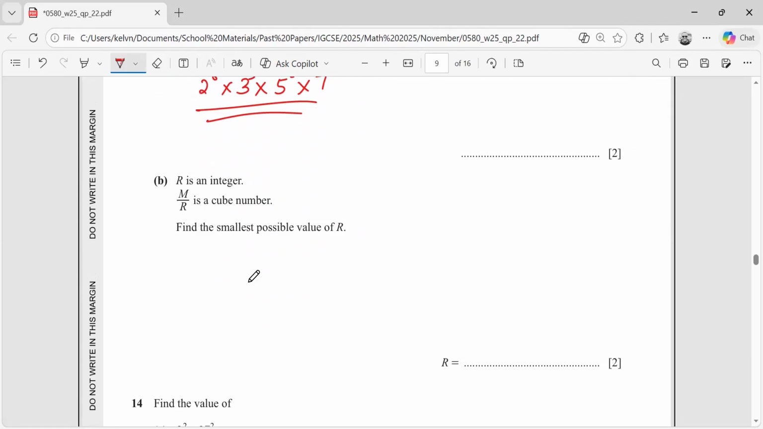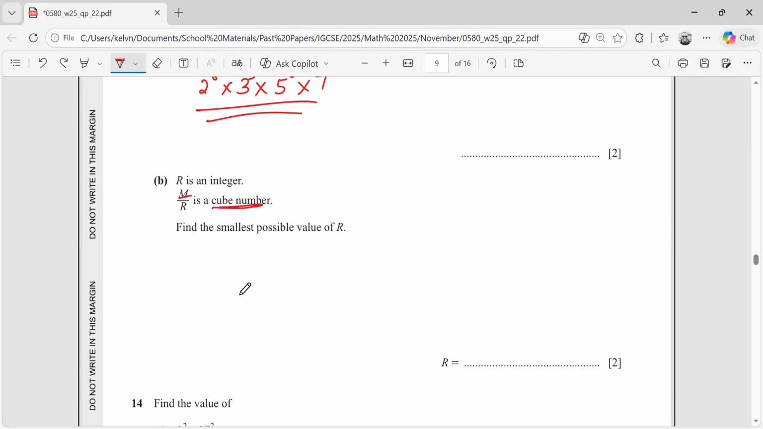For 13b, we're told r is an integer. If you know what an integer is, it is a whole number that is either negative or positive. But remember, it's a whole number, not a fraction, not a decimal. So that information is important. Then you're told m divided by r, or m over r, is a cube number. We are going to get a cube number when we divide m by r. Okay, interesting. We're told to find the smallest possible value of r. Remember, r is an integer. Very important information. So if you don't know information on numbers, please try to review numbers, try to understand integers, natural numbers, real numbers. Very useful.